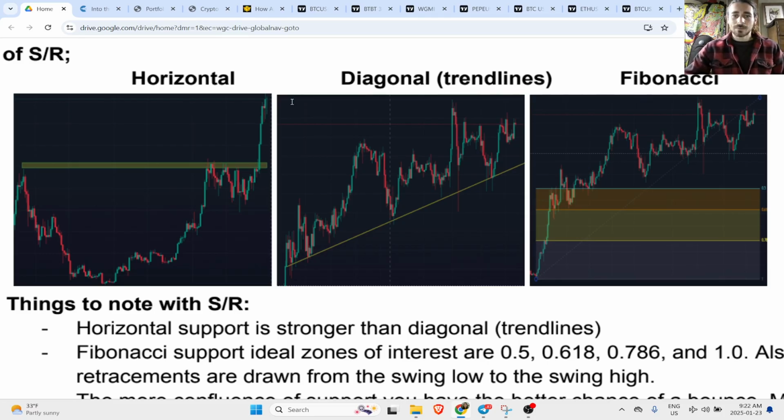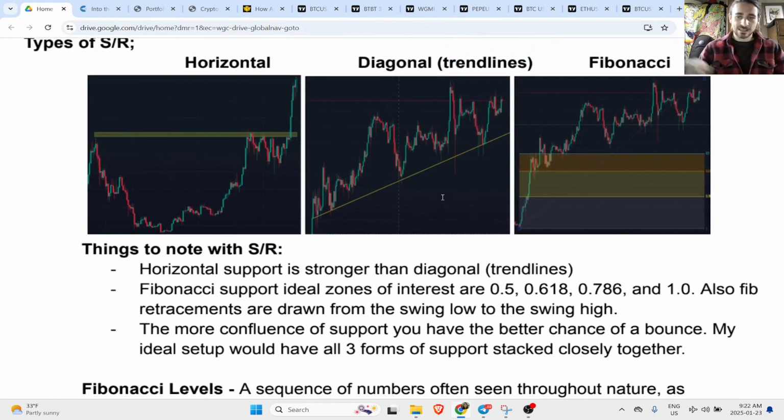We see our diagonal trend lines. These can be upsloping or downsloping. This example here is just upsloping. You can see price reacting all the way through here, coming down and acting as support on that upsloping trend line. And then we've got our Fibonacci retracement support levels. That's taking the point from this low to this high, and then that pulls up these levels. They're Fibonacci numbers. We'll touch a little bit more on those later on.